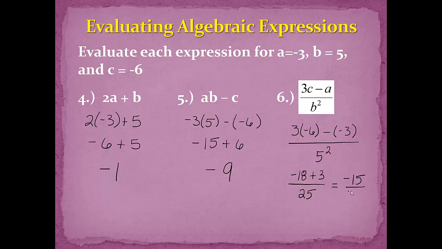and that would then be divided by 25, and we can simplify -15/25 because we can divide both the numerator and denominator by 5. -15 divided by 5 is -3, and 25 divided by 5 is 5. So our answer is -3/5.